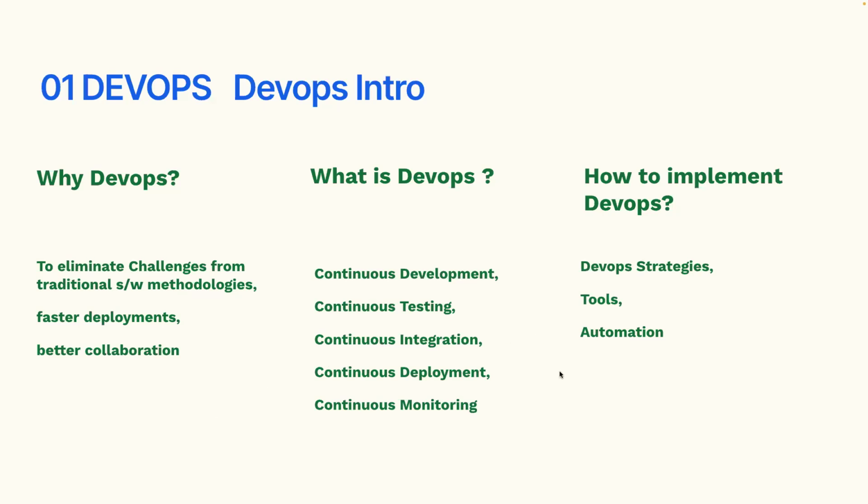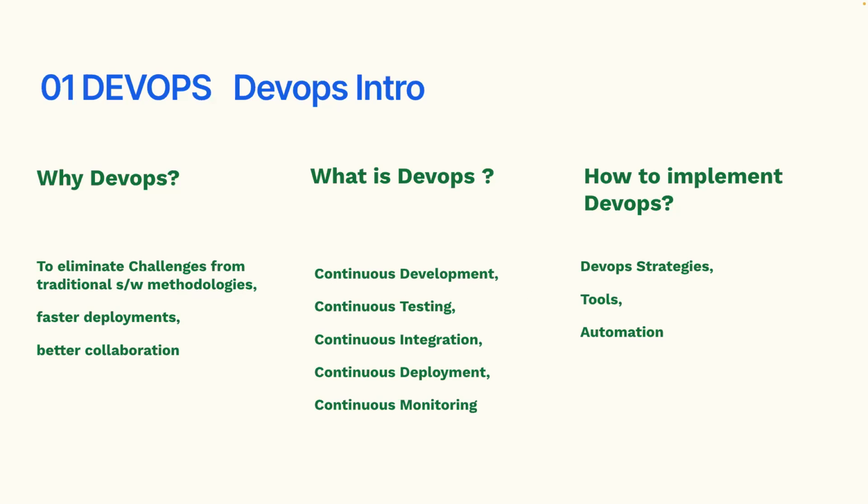Right. So now we understood why DevOps came in. Let's talk about what is DevOps. Theoretically, it's about continuous development, continuous testing, continuous integration, continuous deployment, and continuous monitoring. This is called DevOps, and this is nothing but CI/CD. The term continuous is important.